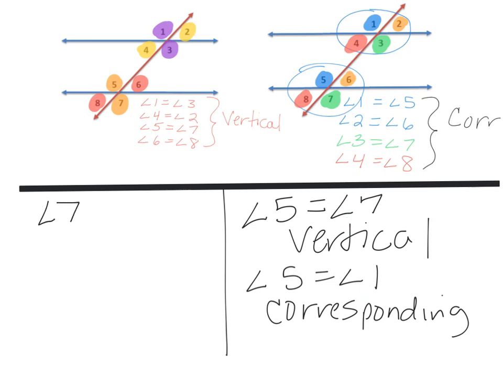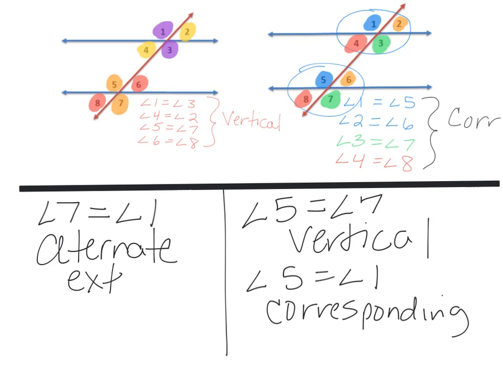So angle 7 is equal to angle 1. And when we combine that vertical and corresponding proof together with these angles, which we just proved angle 7 equals angle 1, those are on alternate sides of the transversal, but they're exterior angles. So, as you guessed, these are called alternate exterior angles. Okay? Alternate exterior angles.